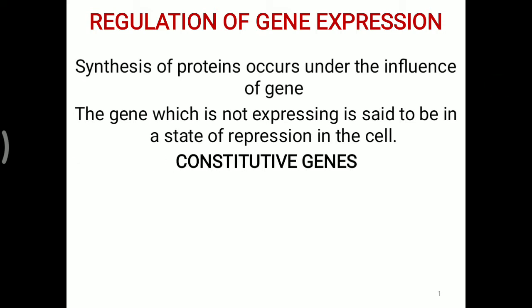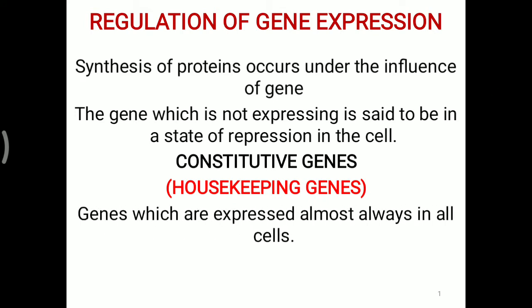Before that, some particular genes are called constitutive genes, or otherwise called housekeeping genes. These are the genes which are expressed almost always in all cells. For example, genes which are needed for the production of glycolytic enzymes. Because glycolytic enzymes are present in almost all cells for the utilization of glucose, or for energy production. So these are called the housekeeping or constitutive genes.